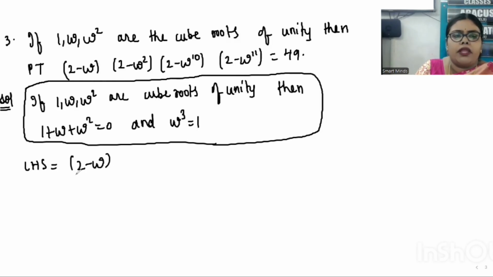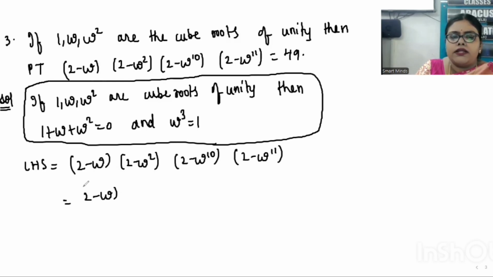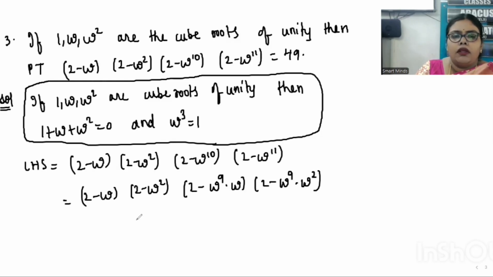LHS is 2 minus omega into 2 minus omega square into 2 minus omega power 10 into 2 minus omega power 11. Now first two brackets we are not disturbing. Now in the next two brackets we can write omega power 10 as omega power 9 into omega, and omega power 11 we can write as omega power 9 into omega power 2. Why am I using omega power 9 only? Because we know omega cube is 1 and 9 is 3 into 3. So again first two brackets we are not disturbing.